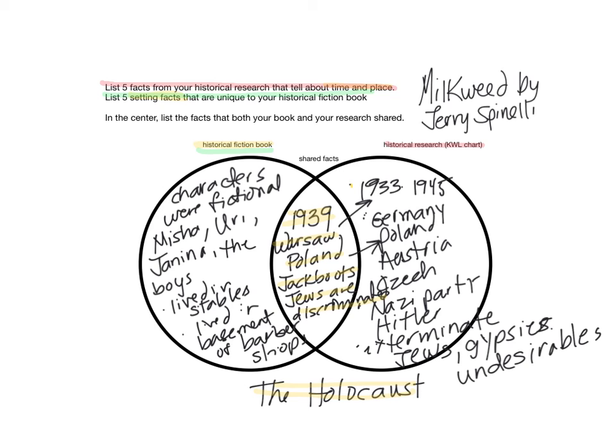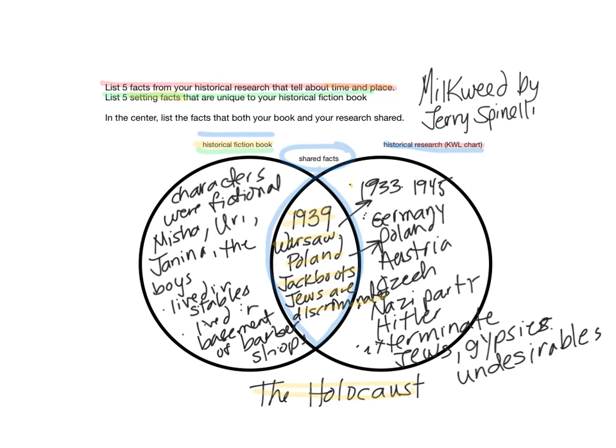What are some things that were not in research? And then lastly, what did you find both in your historical research as well as in your fiction book? And you're going to put those shared facts in the center. So again, everything on the right is 5 really important facts that you got only from your research. On the left, you're going to find at least 5 different facts that describe the setting that really came from just the book, the author's imagination. And then this is really the comparison, this center. What are the facts that the author used that are historically accurate?